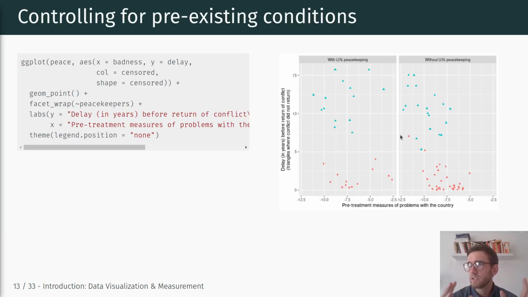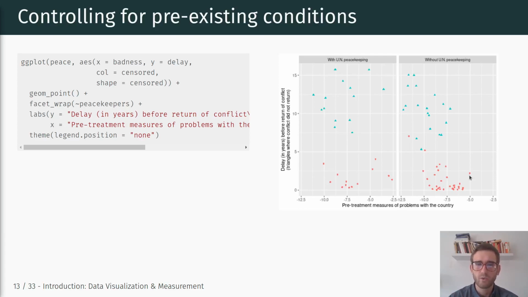And once we look at this comparison between with UN peacekeeping and without UN peacekeeping, we can see that, of course, there's a relationship between this badness score and the time delay that it takes for return of conflict. So countries that had harsher preconditions were more likely to return to civil war sooner. So that's one finding.